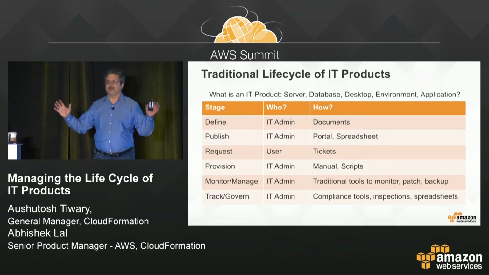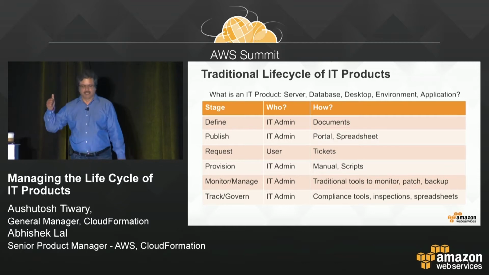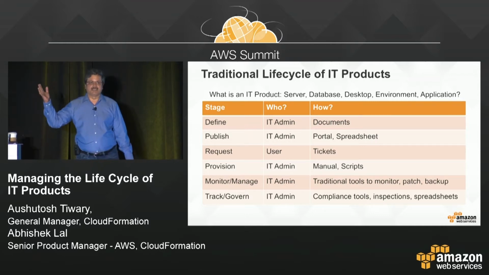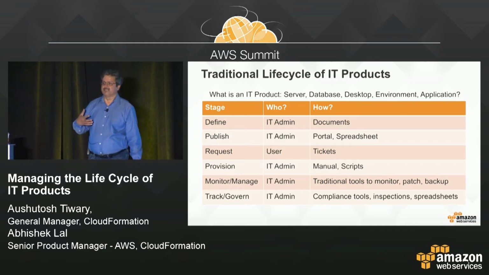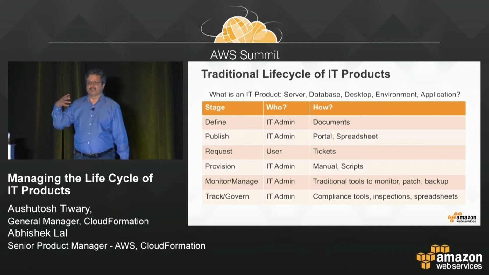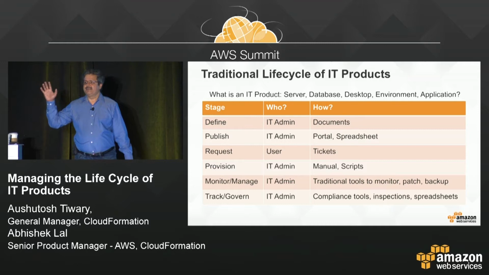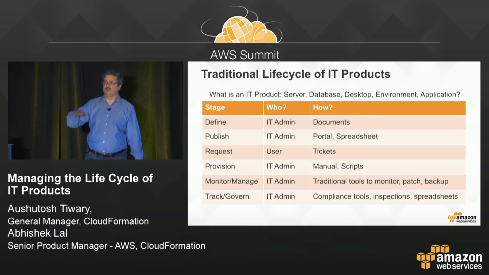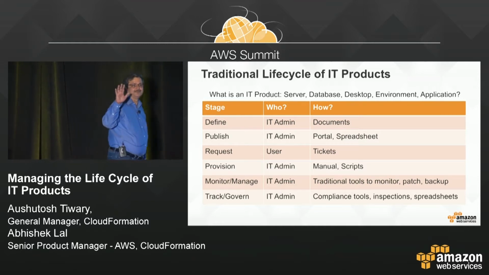So let's first start with what is an IT product. The way we think of IT products, we think of things like servers, databases, desktops, dev and test environments, line of business applications. These are the kinds of things we see our enterprise customers treating as IT products and managing them in AWS. Are there any key things that I missed out that you think are critical workloads that you manage in AWS that do not fall in this category? If there are, please raise your hand and tell me.